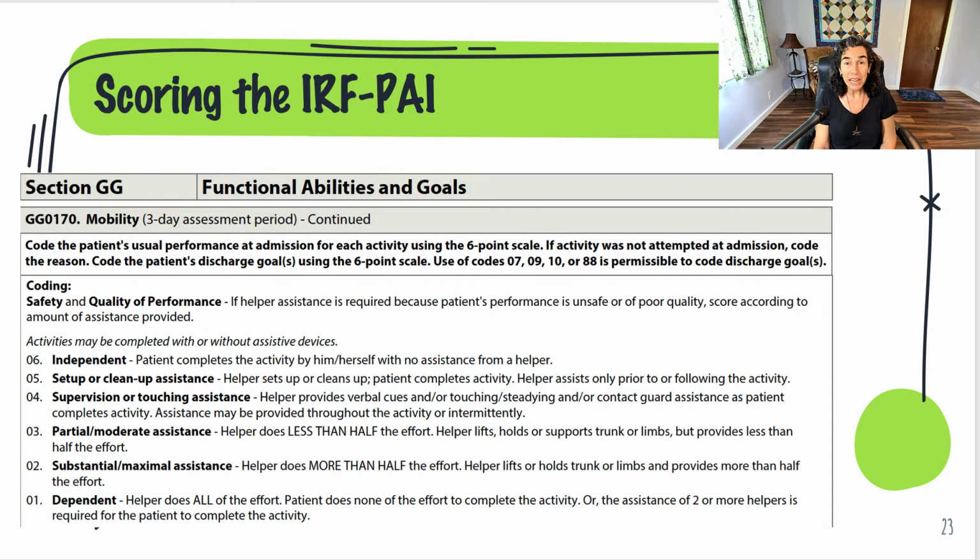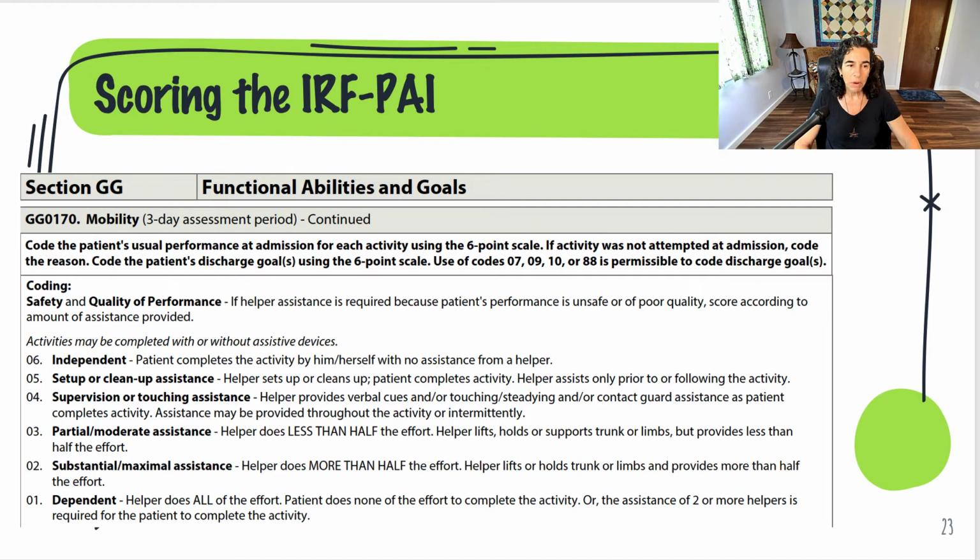Alrighty. We're not going to go through this, but you have this slide deck and can download it and have a look at this slide. It is all the functional abilities and goals. You'll see in the upper left, section GG.